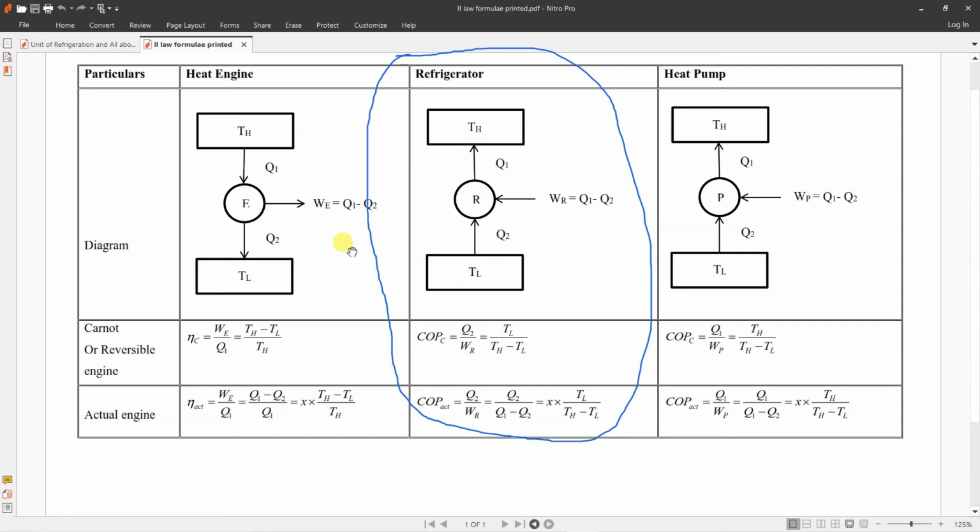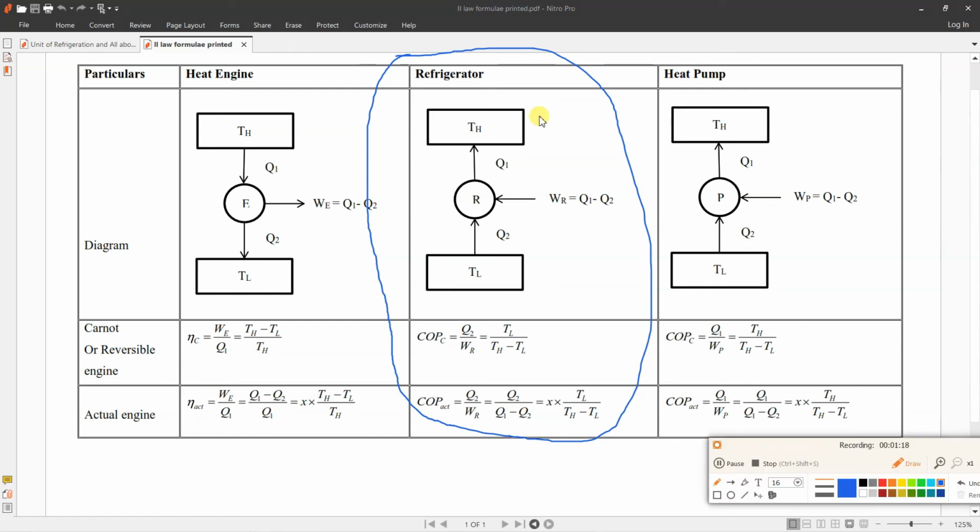To answer this question, what we have to see is the Carnot COP formula. What is the Carnot COP of a refrigerator? It is T low upon T high minus T low. From this formula you can clearly see that if T low is high and T high value is low, in that case COP will be higher. If you are considering two seasons, summer and winter, what will happen? Let me explain this with the help of an example.